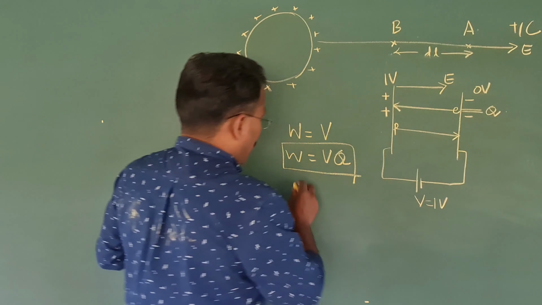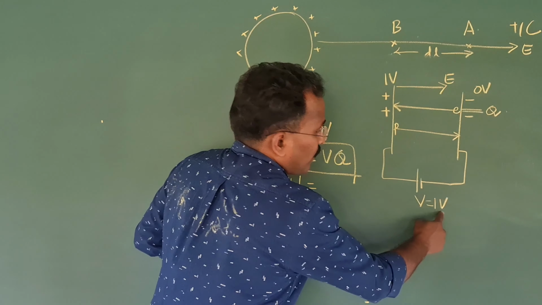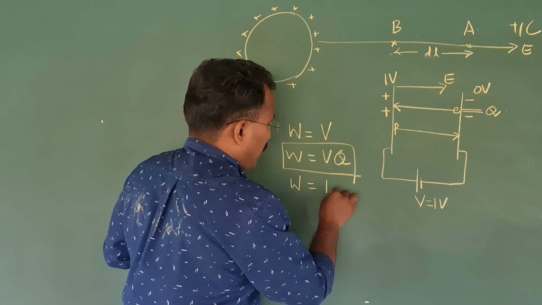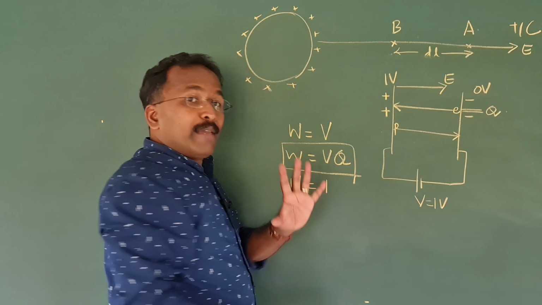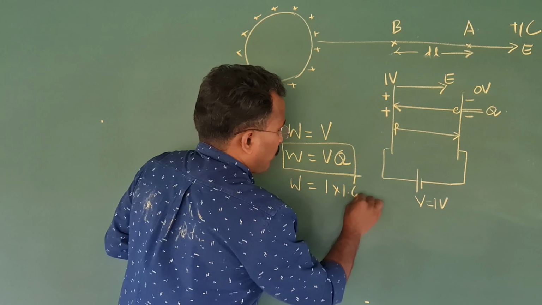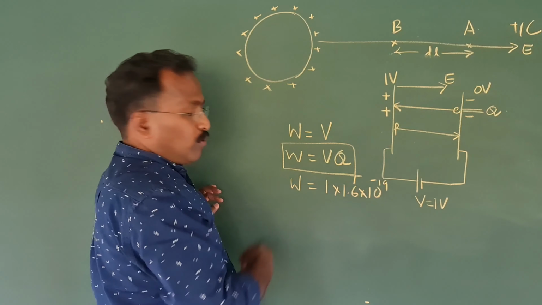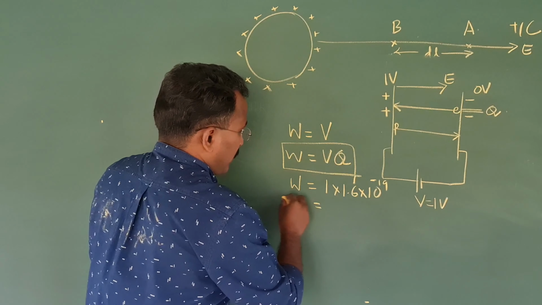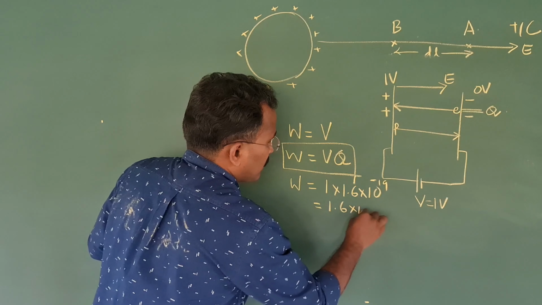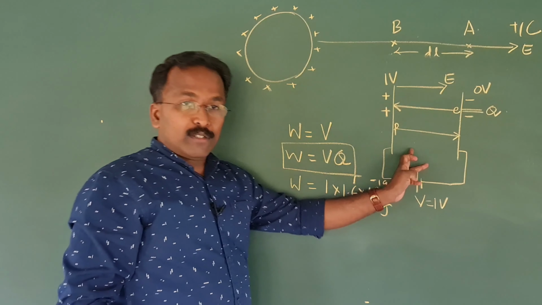Here work done W is equal to, in this particular case we have taken 1 volt. So it is 1 into the charge, for electron and proton they carry the same charge, into 1.6 into 10 raised to minus 19. So this much of work is required for moving this electron to this plate or proton from this plate to the other plate. So the work done is 1.6 into 10 raised to minus 19 joules. This much work is required.